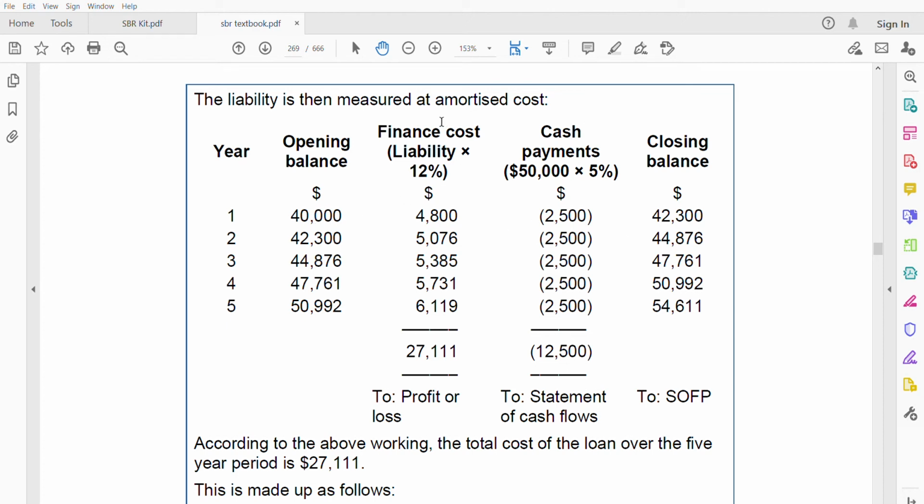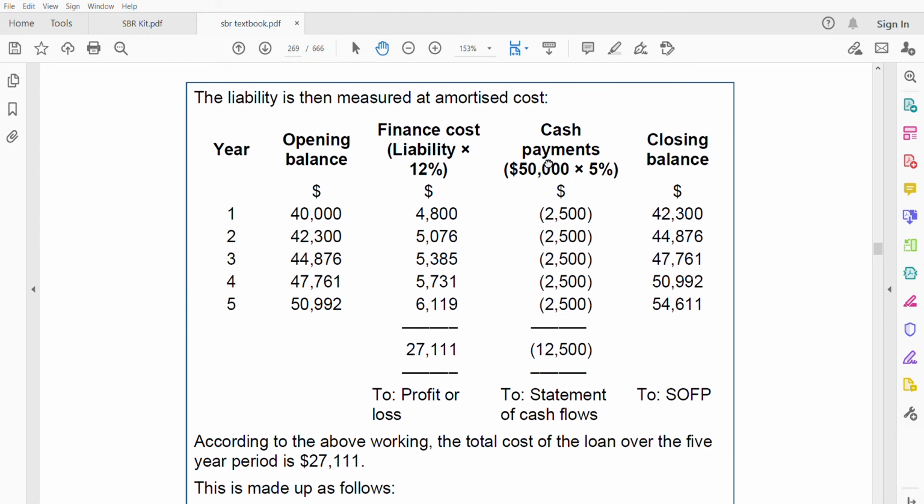Then we have the effective interest rate of 12%. Remember, the effective interest rate you take on the opening balance. So 12% of 40,000 is 4,800. You add it, and you deduct the cash payment. How much is the cash payment? 5% on the nominal value. You don't take 5% after you add 40,000 plus 4,800, nor on the opening balance. Only the effective interest goes on the opening balance, but the cash payment will be on the nominal value of 50,000. It's fixed. Cash payments are fixed.